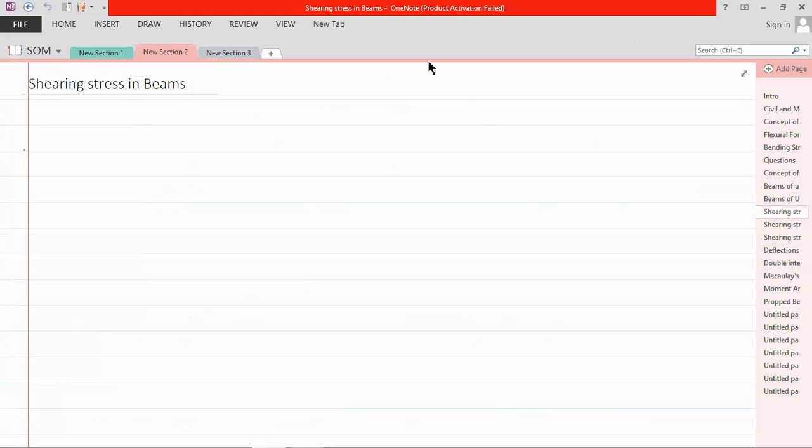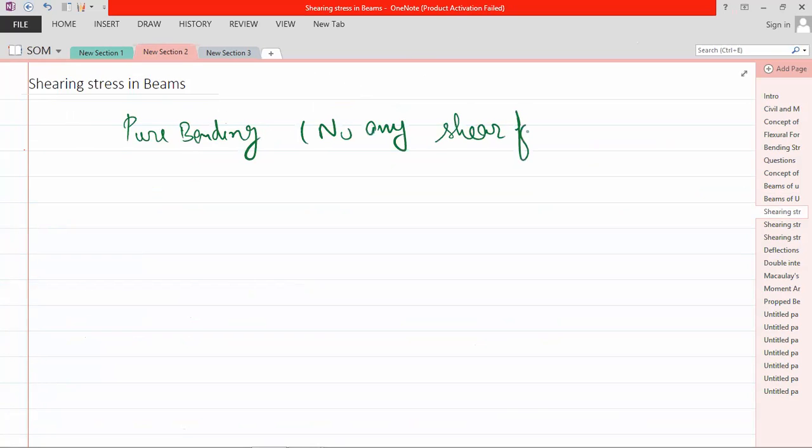Now, shear stresses in beams. Before that, I discussed the bending stress, and in bending stress, I discussed pure bending. Pure bending means there is no shear stress, no shear force. But in actual cases, shear force is there, and then there is also shear stress.